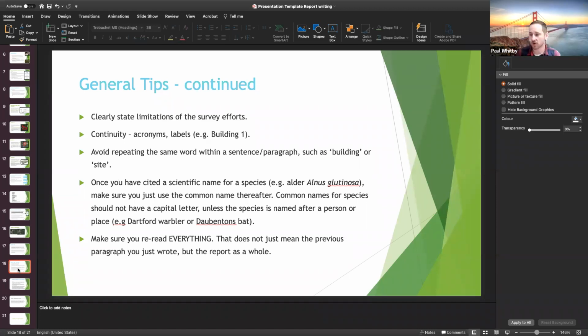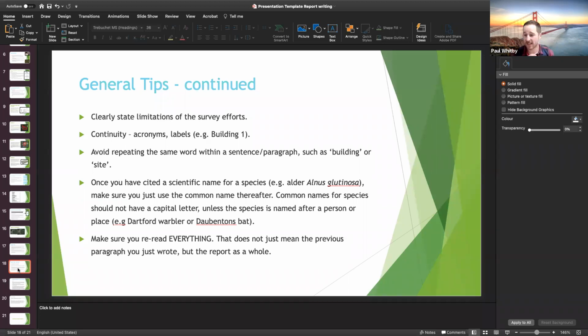Make sure that you've got good continuity throughout. If you start off saying, okay, the main house is referred to as building 1, the barn is building 2, make sure you stick with building 1 and building 2 throughout the rest of the document. Try not to switch back to the barn, to the house. Make sure that you stick with whatever label you come up with. And avoid repeating the same word within a sentence or a paragraph. This just doesn't sound good. The most common ones are the words building and site, which just keep coming up repeatedly, sometimes 3-4 times in the same paragraph or sentence.